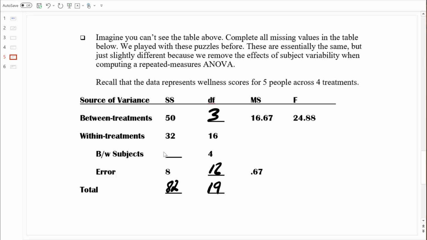The only cell we have left is this one right here for sum of squares between subjects. And remember the way that this works. We take sum of squares within treatments, we subtract this value, and that leaves us with sum of squares error. So 32 minus something must equal 8. If we take 32 and subtract 8, we get 24. So that must be this value in here, 24. I think that's it. It looks like we solved the puzzle.